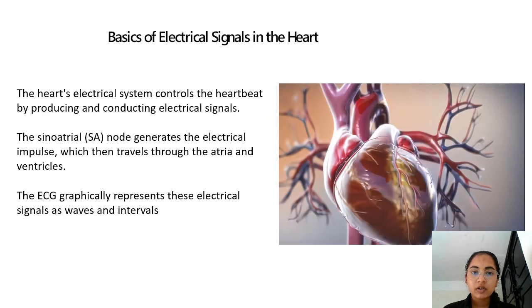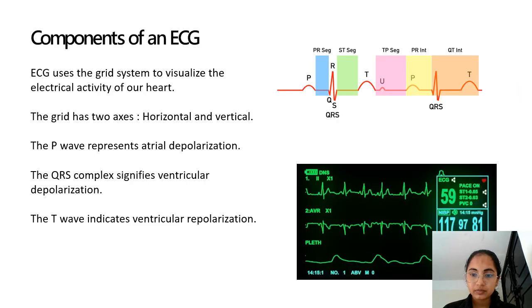So next, basics of electrical signals in the heart. The heart's electrical system controls the heartbeat by producing and conducting electrical signals. The sinoatrial node generates the electrical impulse, which then travels through the atria and ventricles. The ECG graphically represents these electrical signals as waves and intervals.